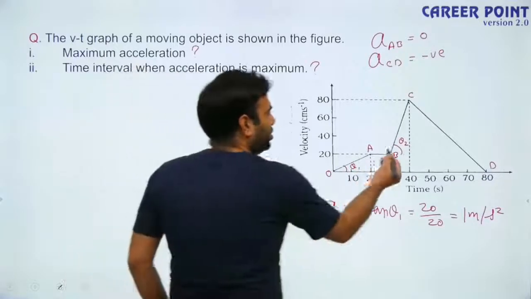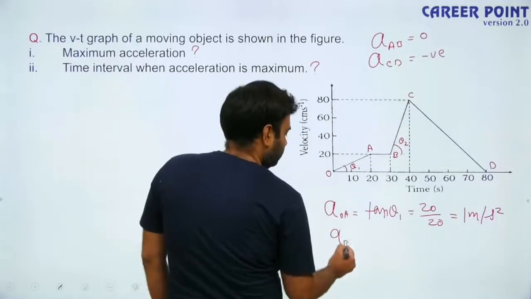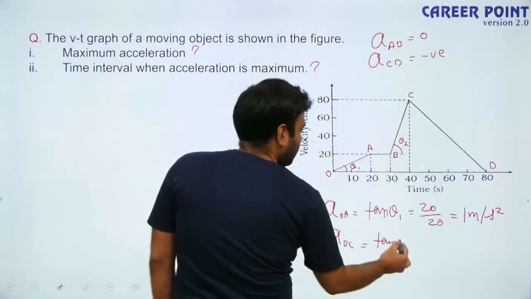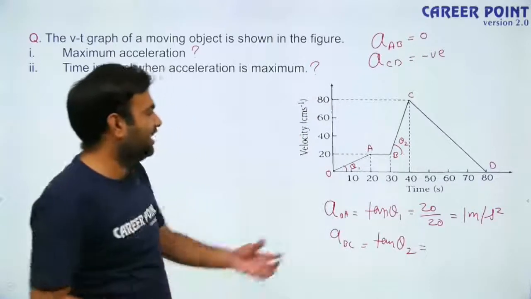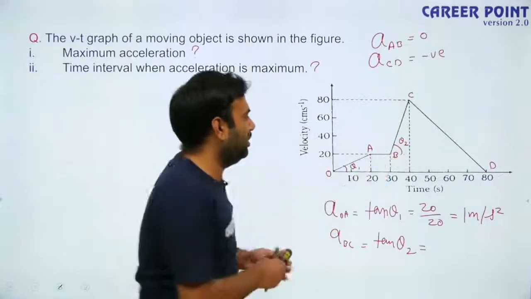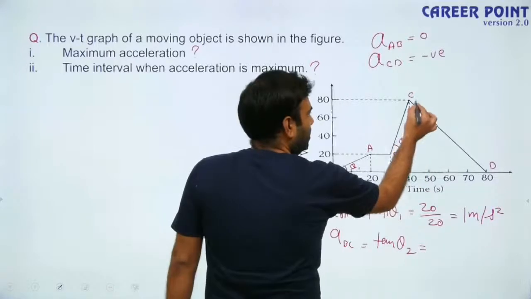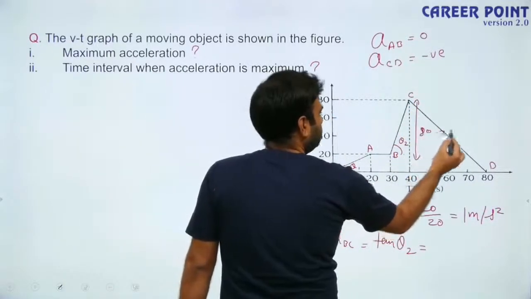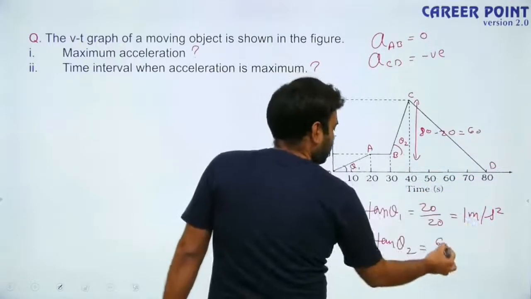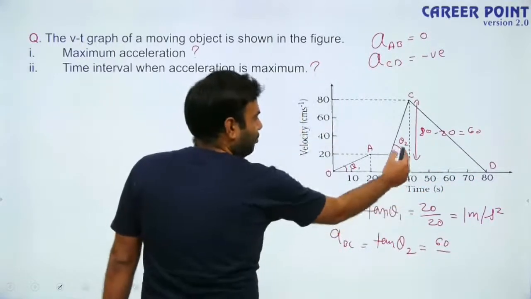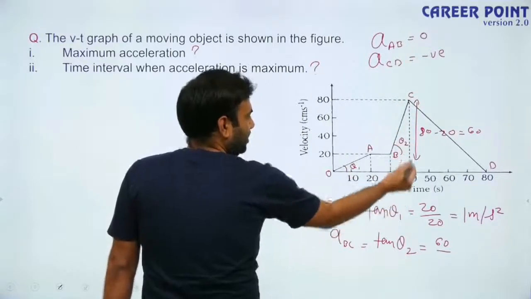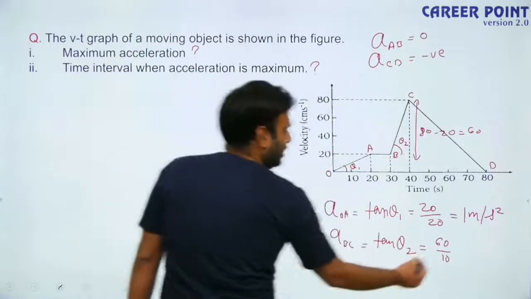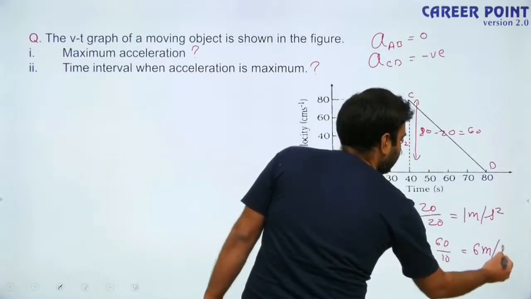But in case of B and C, the acceleration will be tan θ2. And what is that? It is again perpendicular by base. Now see, the value of perpendicular is 80 minus 20, that is 60. So it is 60 divided by base. What is the base of this triangle? This is 40 minus 30, that is 10. So acceleration from B to C is equal to 6 meter per second square.